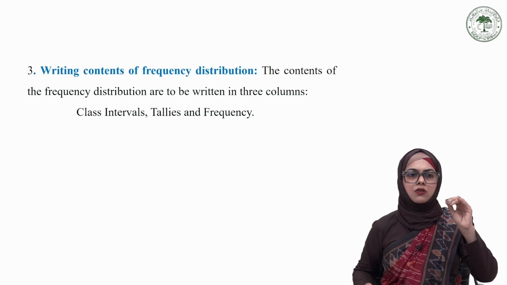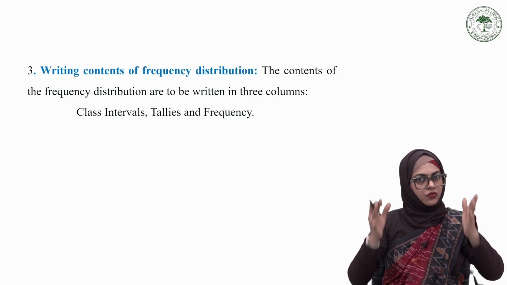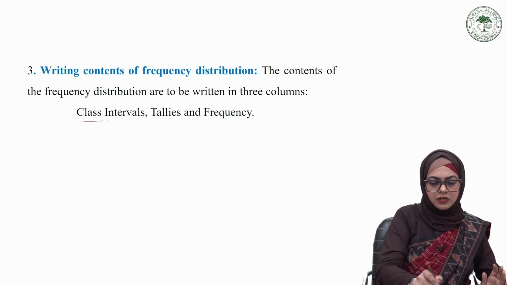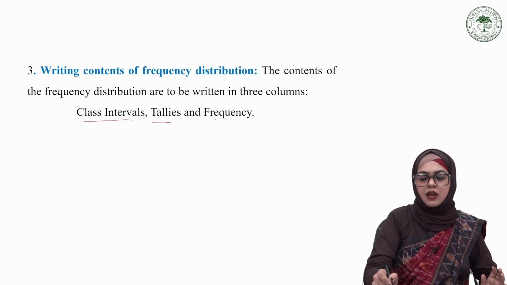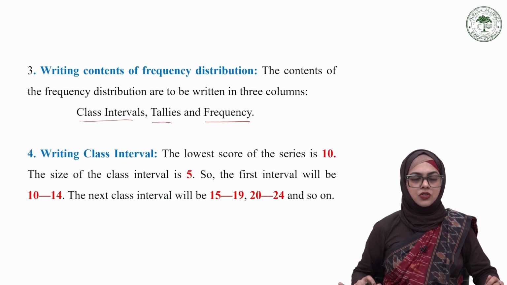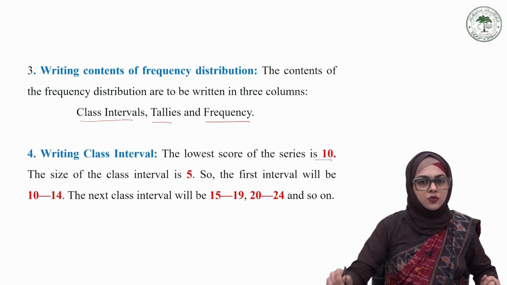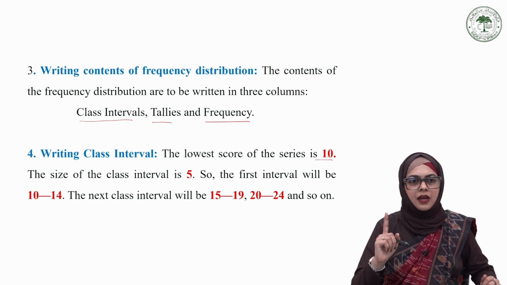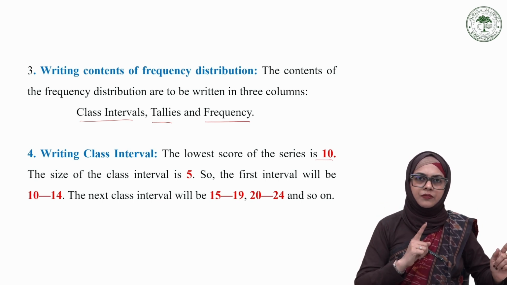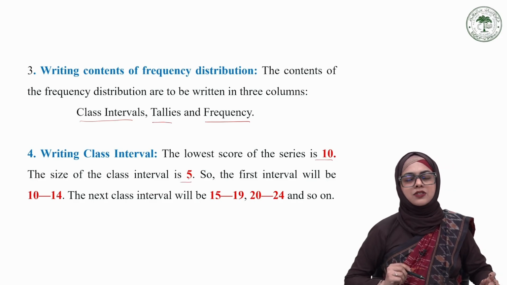The contents of the frequency distribution are written in 3 columns. So you make 3 columns. The first column will be the class interval, the second the tallies, and then of course the frequency, right? So how would you write the class interval? You know the lowest score of the series was 10. The size of the class interval we just established, 40 divided by 8, that is 5.